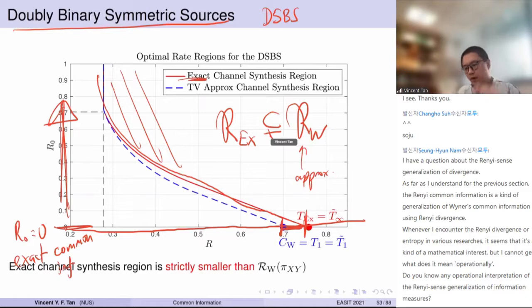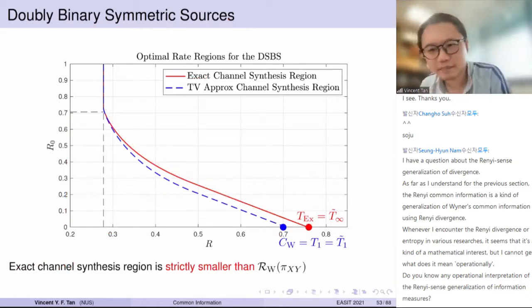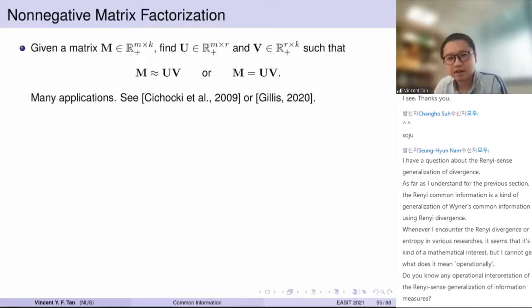All right, so it seems like now I've only talked about information theory, right? What about satisfying the people in the audience that don't care about information theory, right? I want to talk about linear algebra now. So what is this linear algebra problem? And how is it connected to information theory? Let us talk about it.